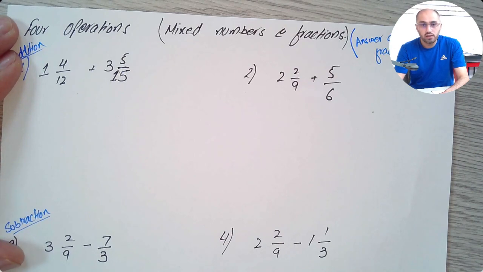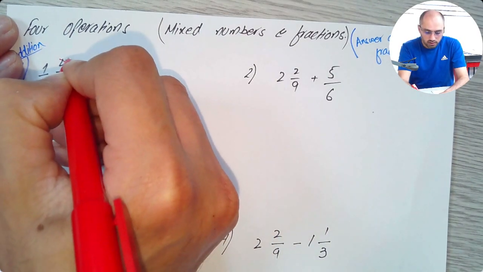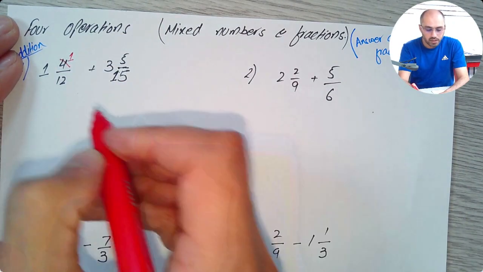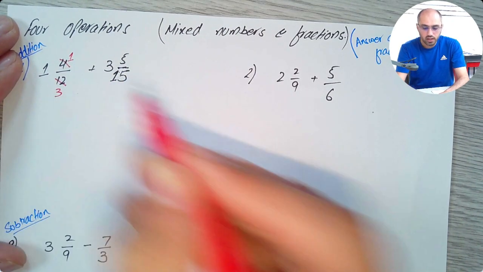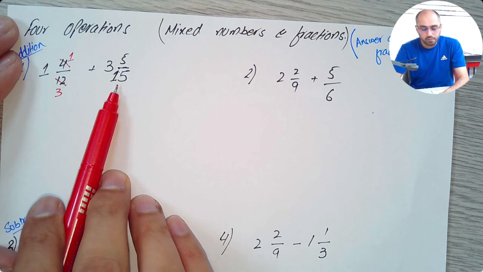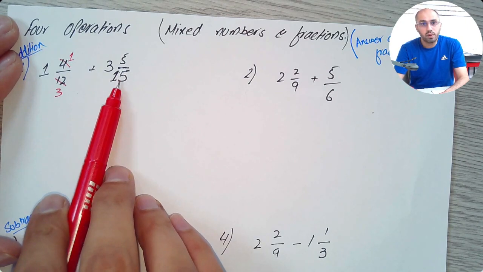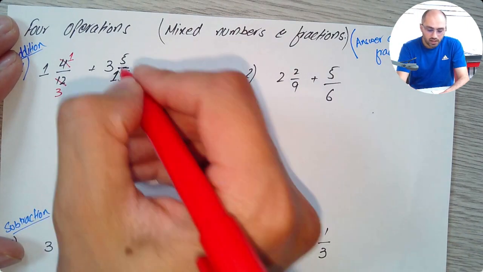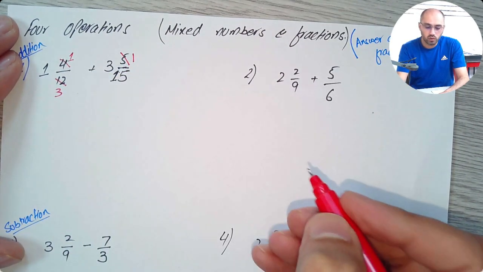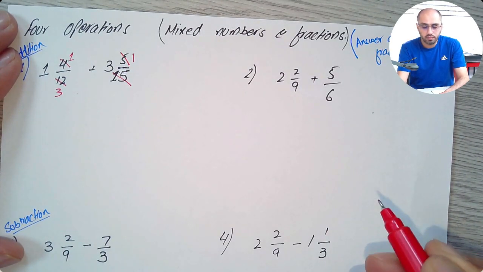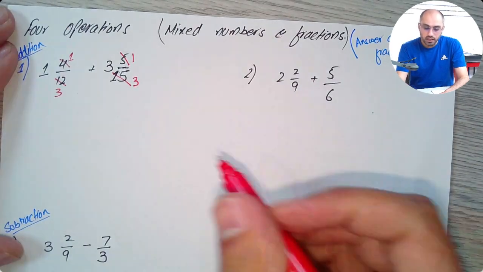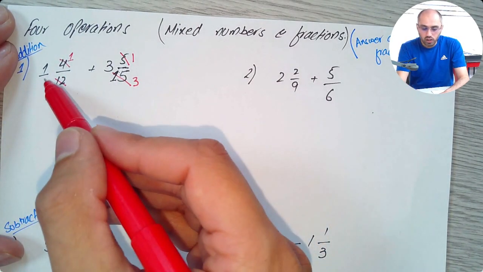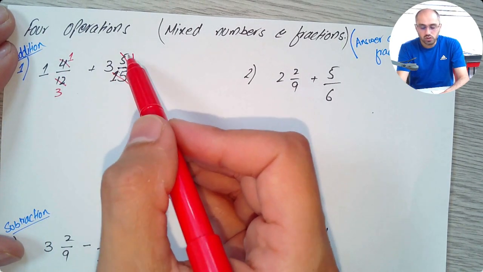In this case, 4 and 12 are both in the same timetable, so I'll simplify them first before I move on. So I will divide the numerator by 4 and that will give me 1. If I divide the denominator by 4, that gives me 3. If I look at the second mixed number, I can see the fraction part is divisible by 5. I divide the numerator by 5, that gives me 1. I will divide the denominator by 5 and that gives me 3. So I'm now left with 1 whole, 1 over 3, add 3 wholes, 1 over 3.